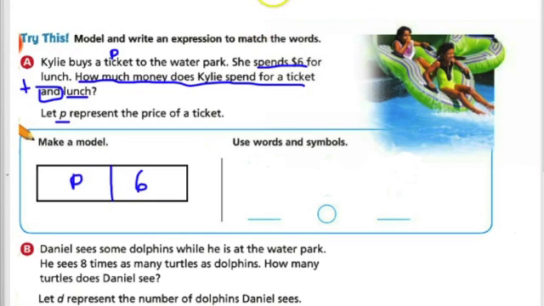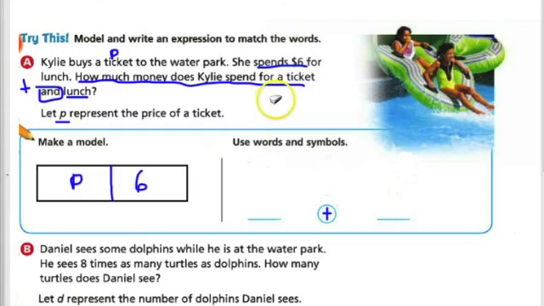And when I'm looking at what words and symbols I am going to use, we know that one side is going to represent the number of tickets, and the other side is going to represent how much she spent on lunch. So it says, how much does Kylie spend for a ticket and lunch? We know she spends $6 for lunch, but we don't know how much she spends for the ticket. So we want to combine the ticket and lunch. One side is going to be the ticket, the other side is going to be lunch, and we know that we're adding this together.